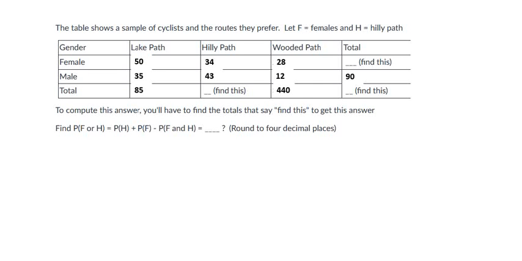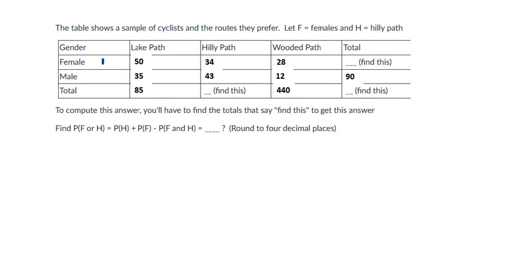Hello everybody, we're going to do an example from the Chapter 3 probability assignment. In this case, we're using something called a contingency table. This table shows the sample cyclists and the routes they prefer. We're going to reduce these into letters just so that we can categorize.